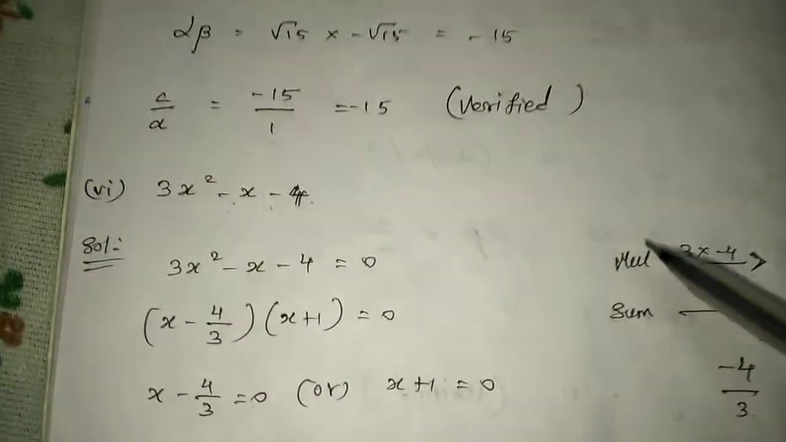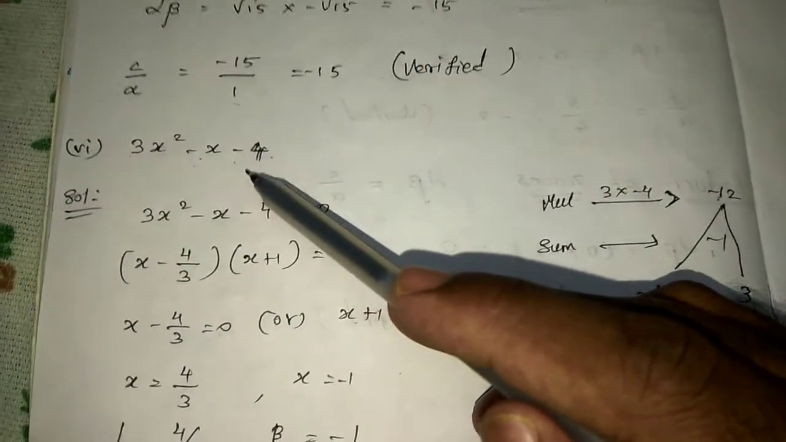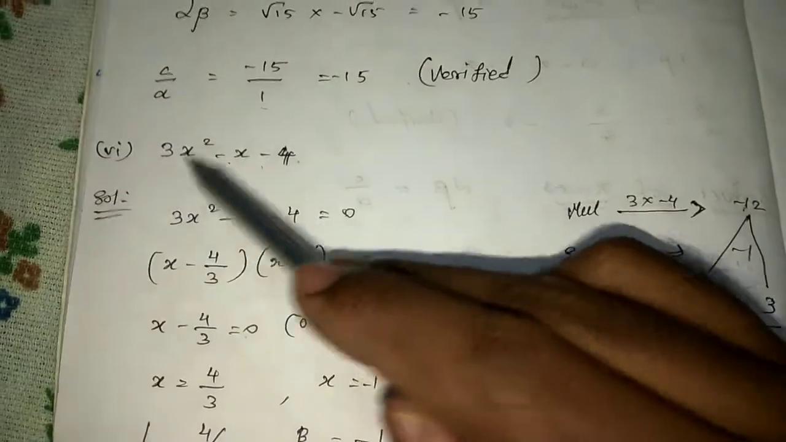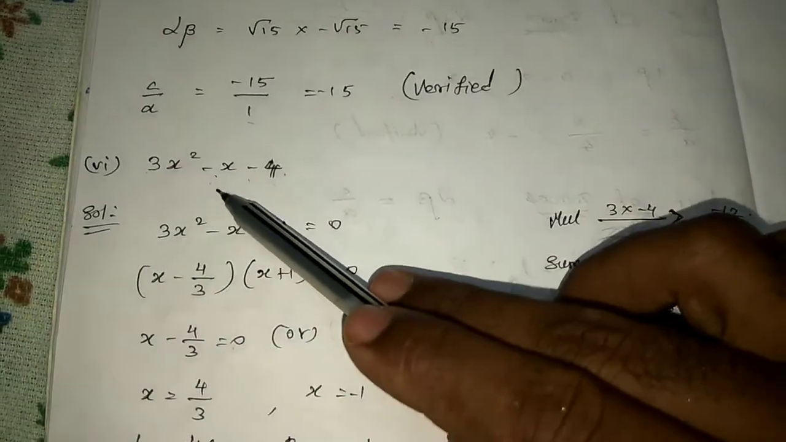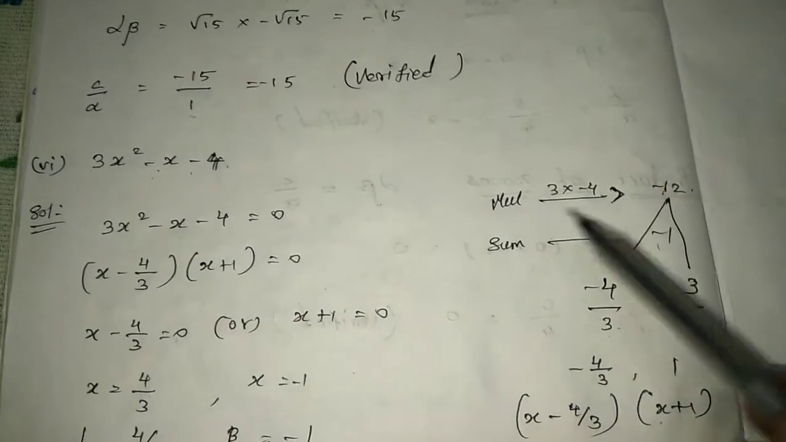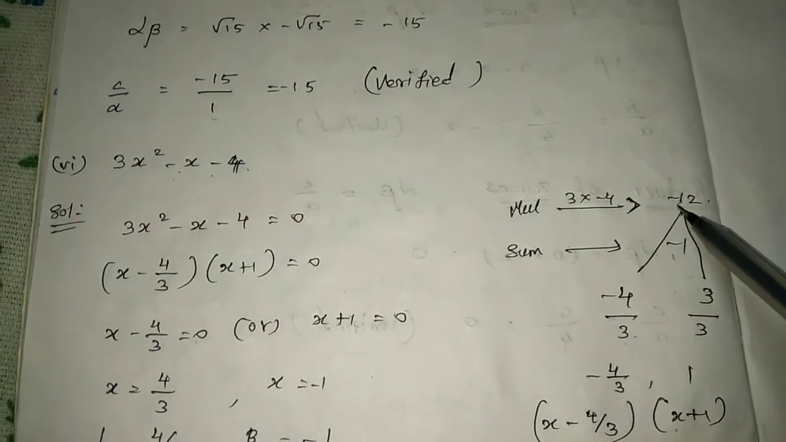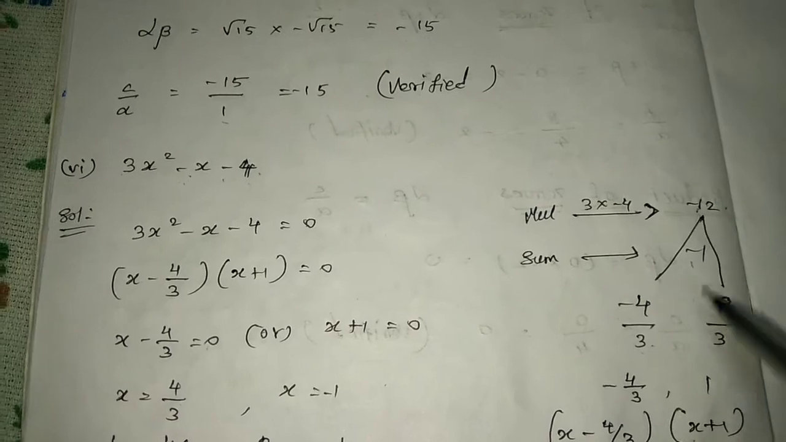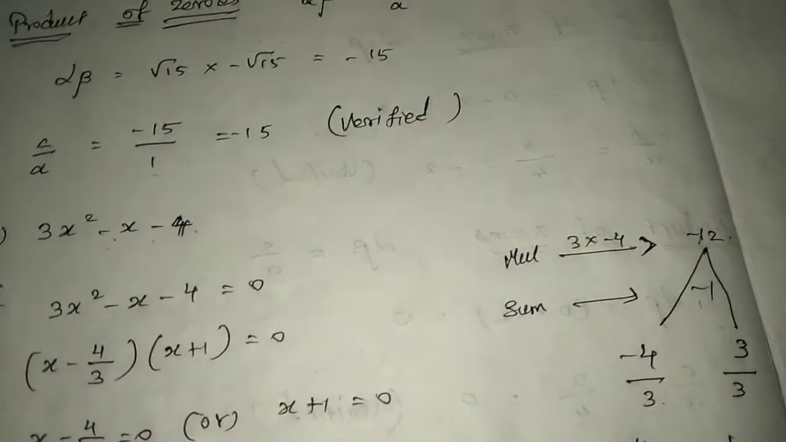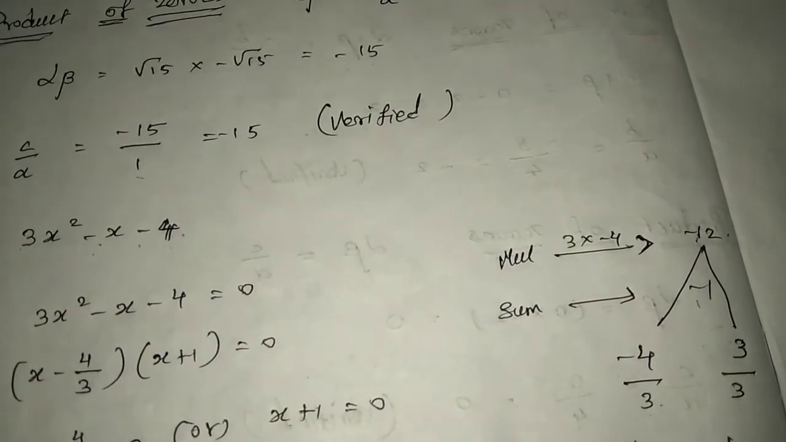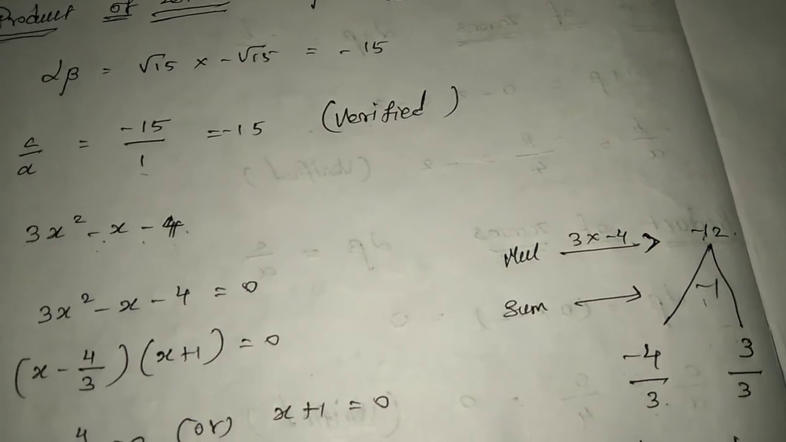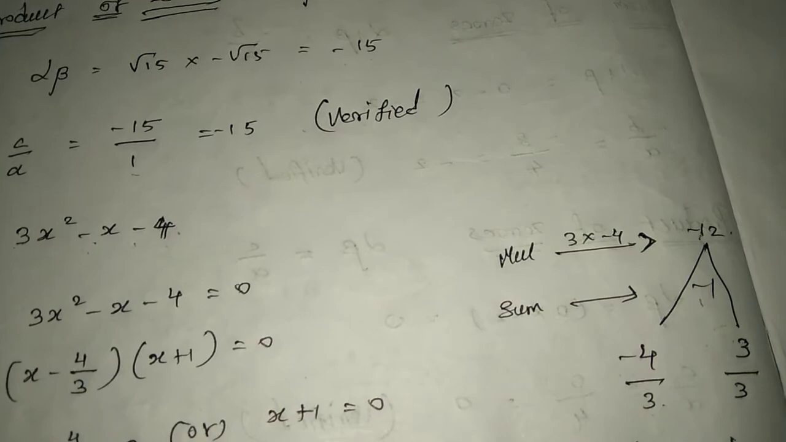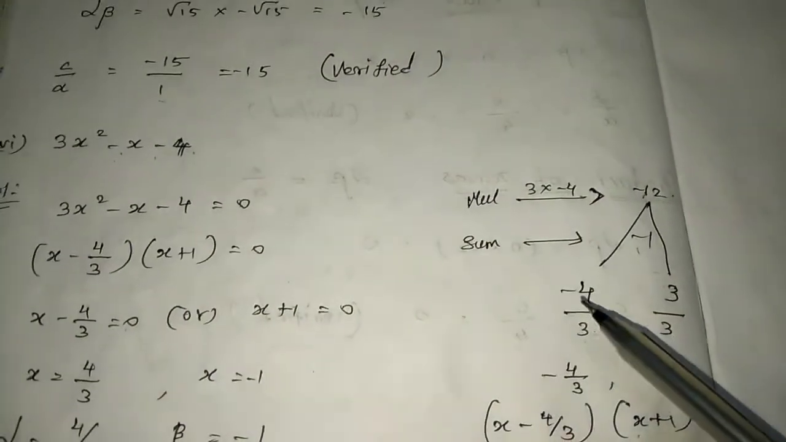Next question, sixth one, 3x squared minus x minus 4. Now, a into c, so 3 into minus 4, that is minus 12. Here b is minus 1. So we should find two numbers whose product is minus 12 and whose sum is minus 1. So minus 4 into 3 is minus 12, and minus 4 plus 3 is minus 1, right? So the two numbers are minus 4 and 3.